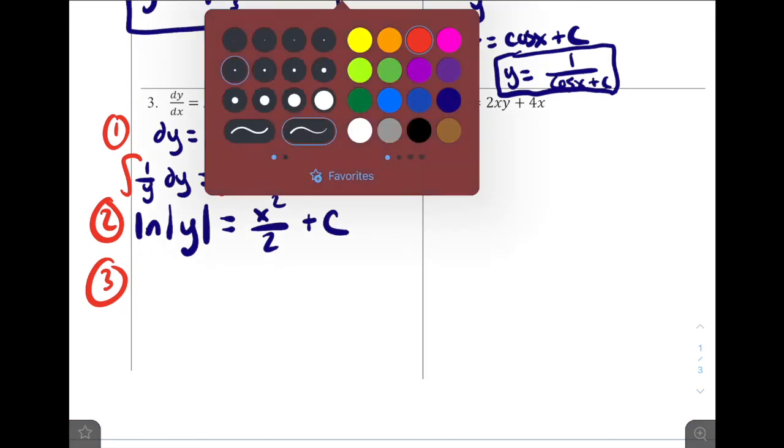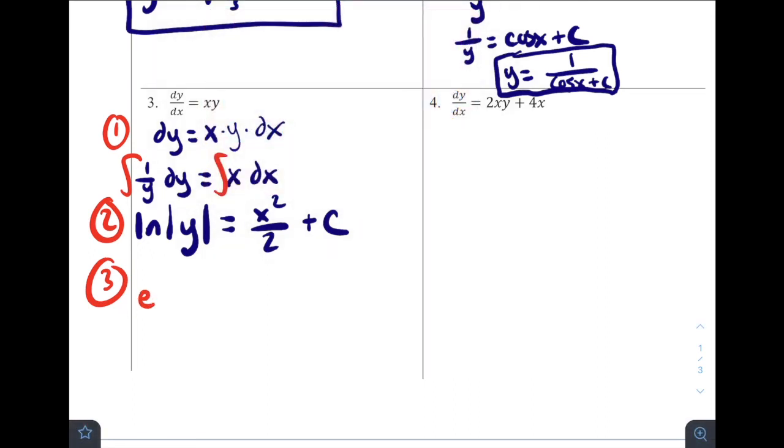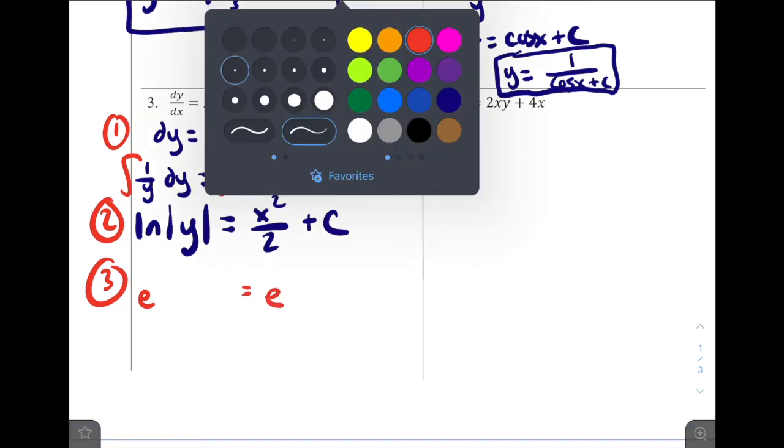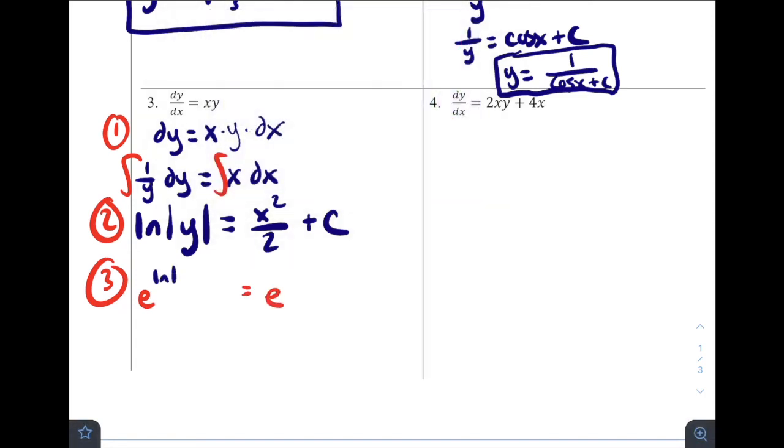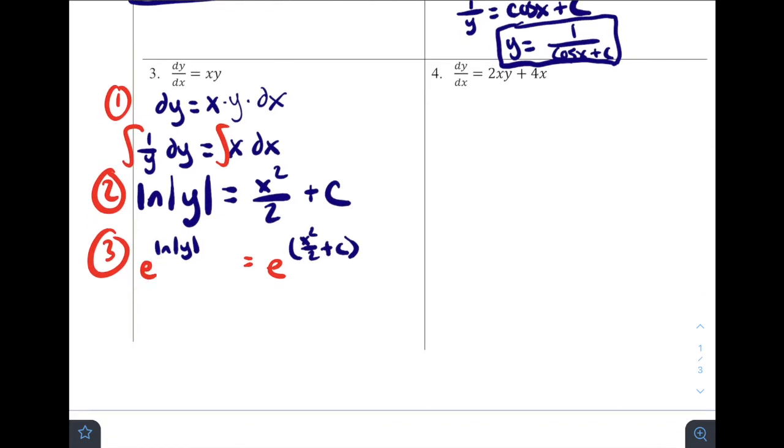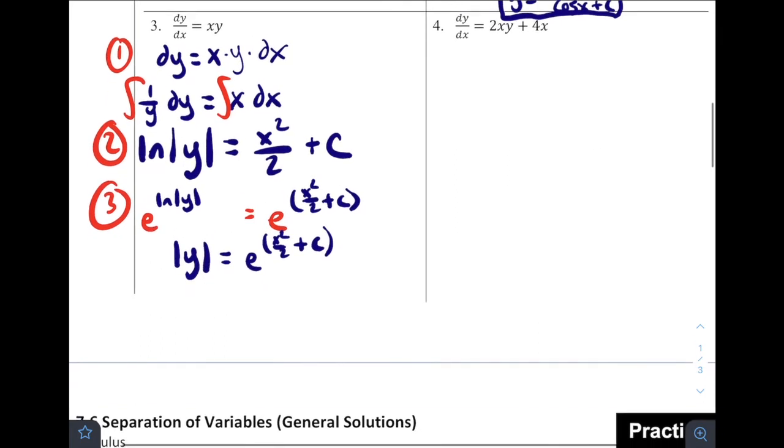I'll show my work here to show you what that looks like, but we've got e is equal to e. And so this is e raised to the natural log of y is equal to e raised to the x squared over 2 plus c. So notice that both of these are in the exponent of these e's. Now the idea here is because e and natural logs are inverses, they're going to cancel, making the left side of this equation just the absolute value of y is equal to the right side of this equation, which is e raised to the x squared over 2 plus c.